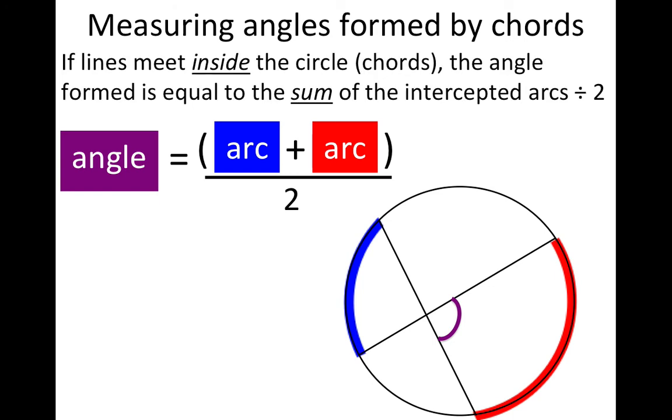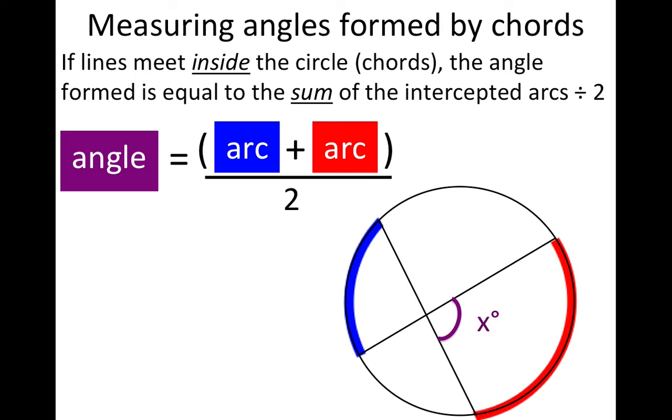So if lines meet inside the circle, the angle formed is equal to the sum of the intercepted arcs divided by 2. So the blue arc plus the red arc divided by 2. Let's do an example and see what that means.